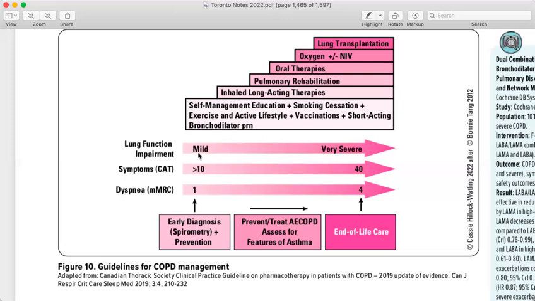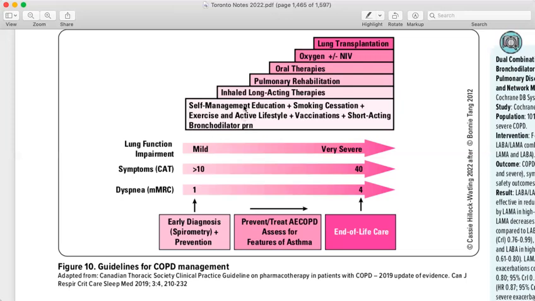Lung functional impairment, if it's mild, then do spirometry and prevention. If this is severe, then it's the end-of-life stage. So self-management and education, smoking cessation is one of the first-line things you are going to do. Exercise and active lifestyle, vaccination, short-acting bronchodilator. So in that scenario, if they ask, these are the things you are going to write down.